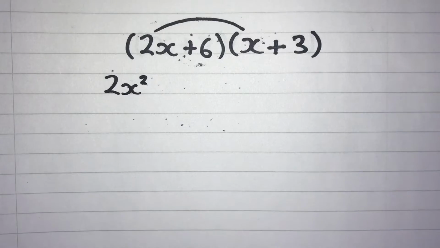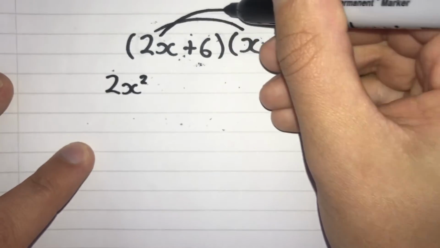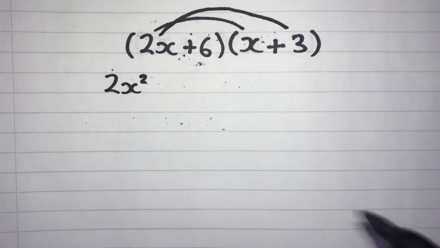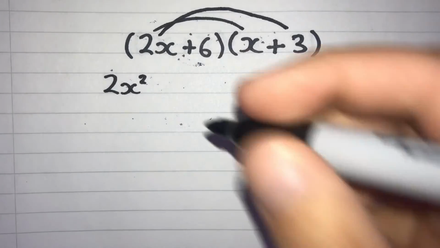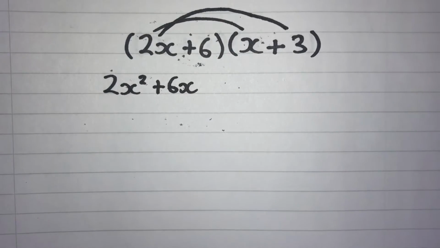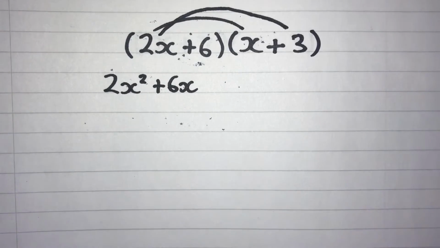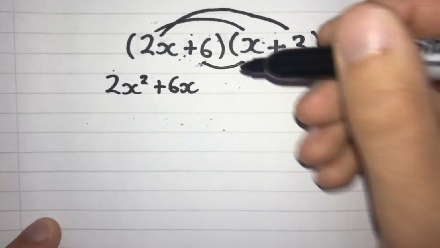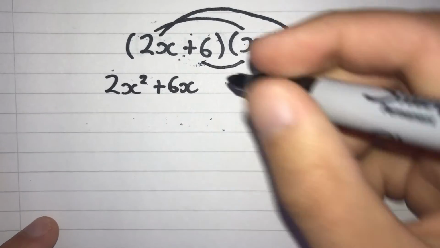Now we've got to do our outers. So it's 2x, and we multiply it by 3. 2 multiplied by 3 gives us 6. So we're going to get 6x. And we're all positive this time. Now we've got our inners. So that's going to be 6 and x. 6 multiplied by x gives us 6x.